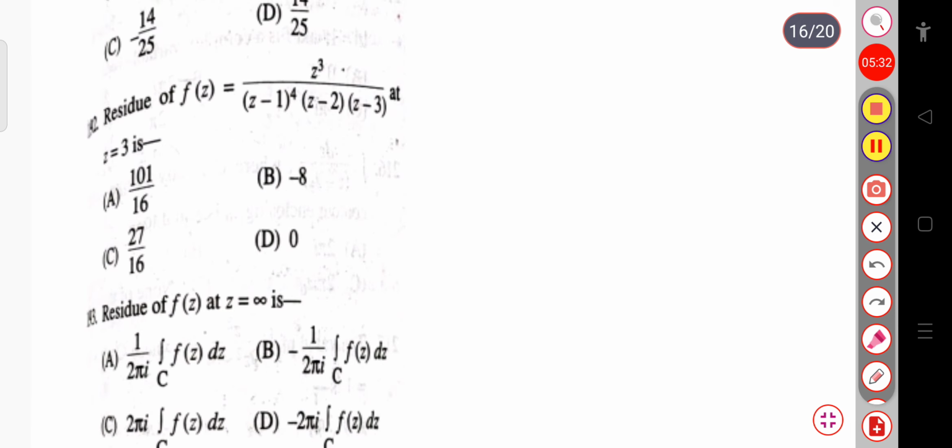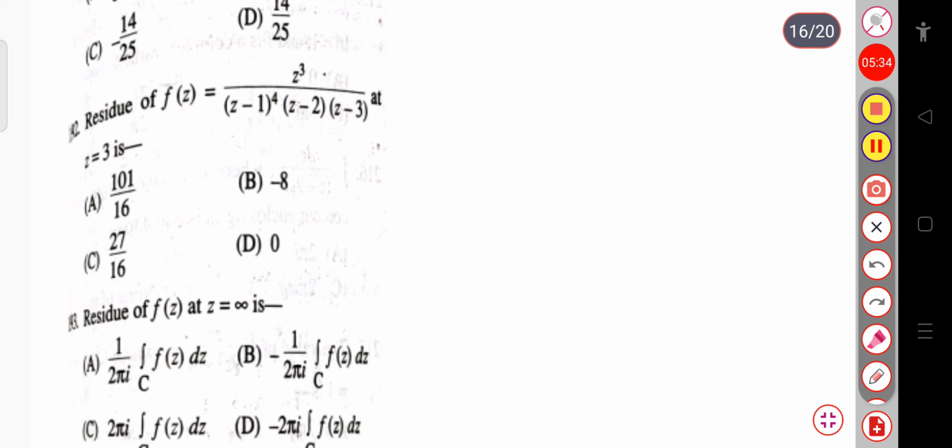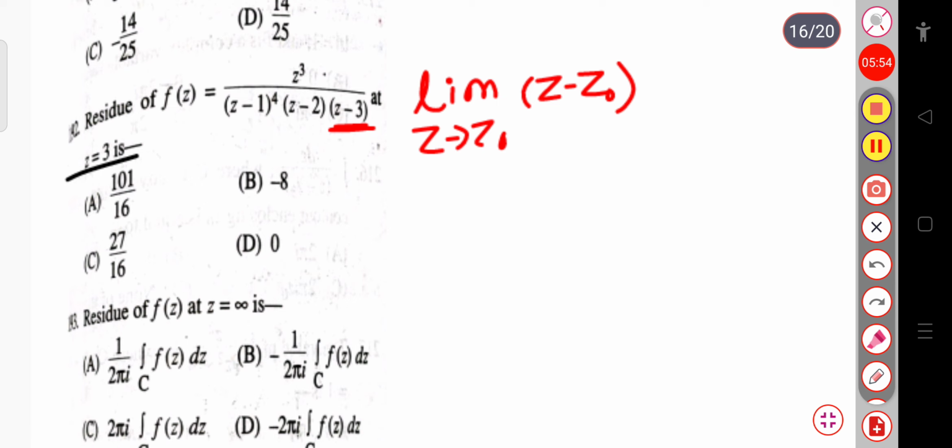The next is you have to calculate the residue of the function at z equal to 3. So it is the simple question. Since it is the pole of order 1, you can see here it is the pole of order 1 for z equal to 3. So simply, for the pole of order 1, you can write this is limit z tends to z naught. The formula is z minus z naught, where you want to calculate the pole, into f of z. Okay, this is for the pole of order 1.